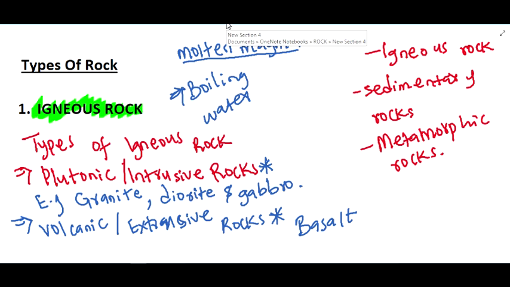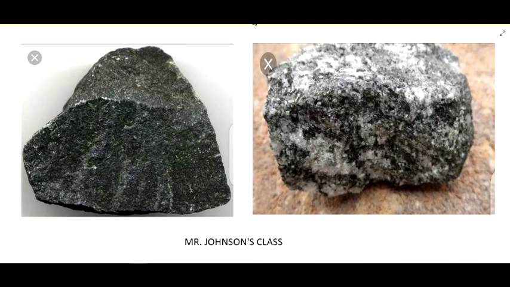Hope this is making sense to you. Let's go to the next slide. Okay, now these are examples of igneous rock. I think this is the granite and the basalt.